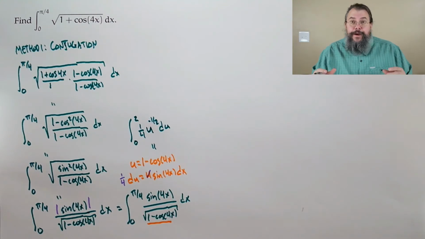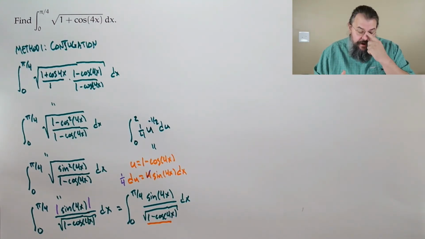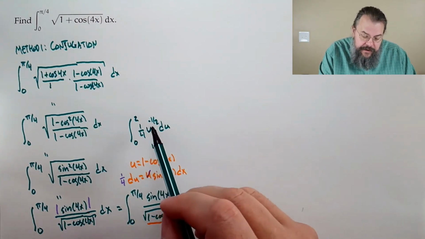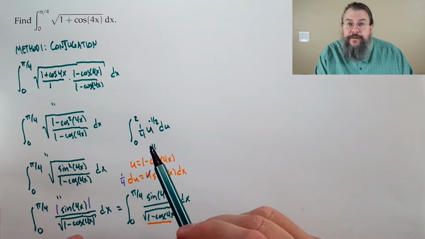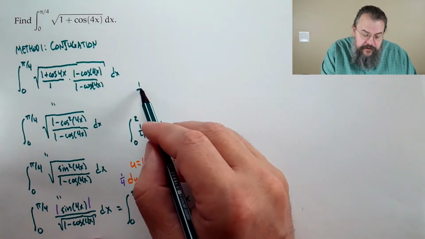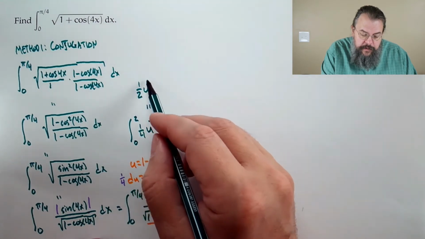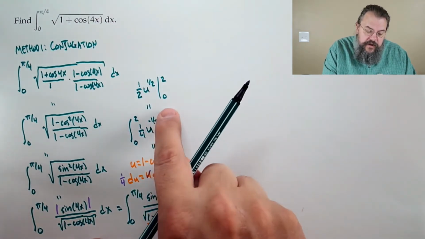And now we're like, perfect, perfect. All right, so what do we end up with? Well, add 1 to the exponent, that'd be u to the 1/2, divide by 1/2, same as multiplying by 2. So we end up with 1/2 u to the positive 1/2. Evaluate from 0 to 2. If you plug in 0, you get 0.